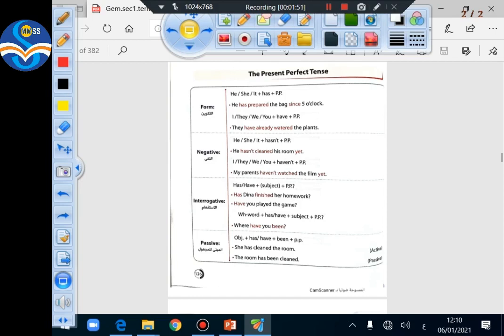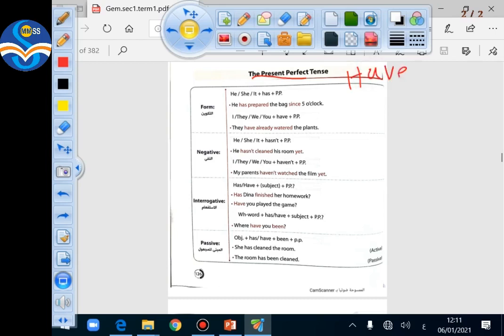Now let's move to the present perfect. For every tense, as we said, it has got its helping verb. For the simple, it has got do, does and did. For the continuous, it has got am, is, are, was and were. And for the perfect, it has got have and has.